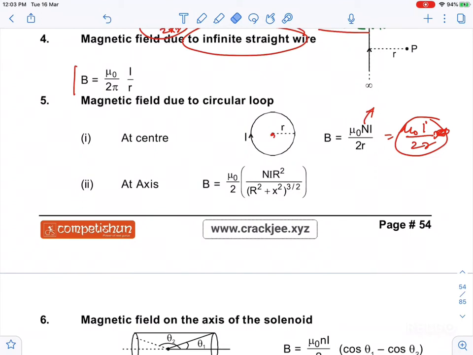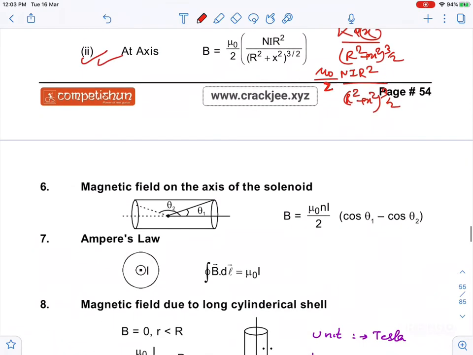This formula we have already discussed in electric field because of a ring, you remember R square plus x square to the power 3 by 2. The difference is that in the ring we wrote k q x divided by R square plus x square to the power 3 by 2. But here in place of this I can write mu naught N I R square by 2, divided by R square plus x square to the power 3 by 2. This formula you should remember.